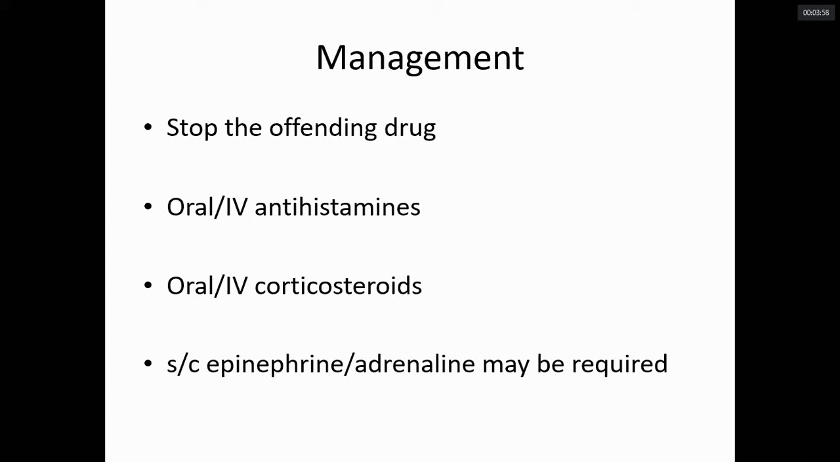We can use IV antihistaminics also. Most commonly given IV antihistaminics in case of urticaria, angioedema, or anaphylaxis are Avil. You should give it in an emergency. And oral and IV corticosteroids. In oral corticosteroids, most commonly we use prednisolone. In IV corticosteroids, the most commonly used drug is hydrocortisone. And in case of anaphylaxis, subcutaneous epinephrine or adrenaline may be required.